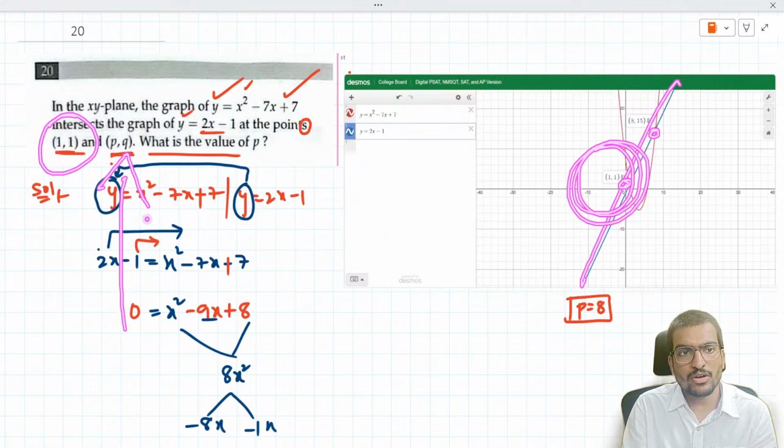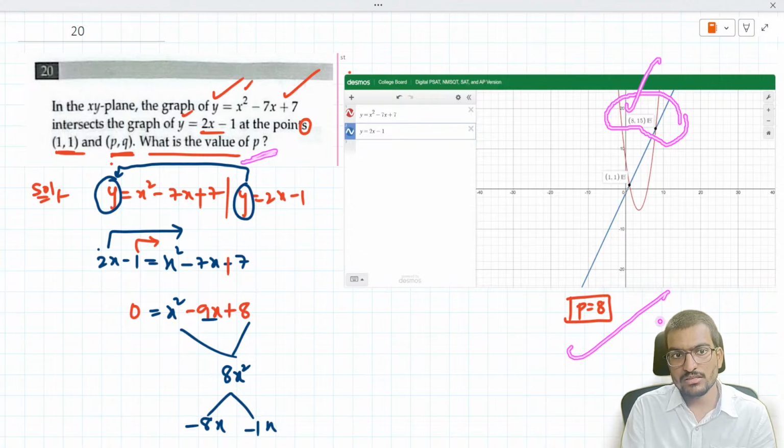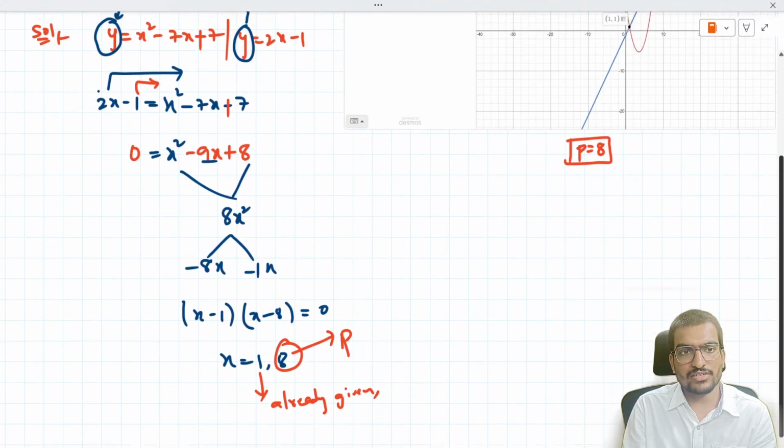Where is the other point, p comma q? That is 8 comma 15. And they need only p, which is 8. So p is equal to 8. So easy. You can do it the traditional way also.